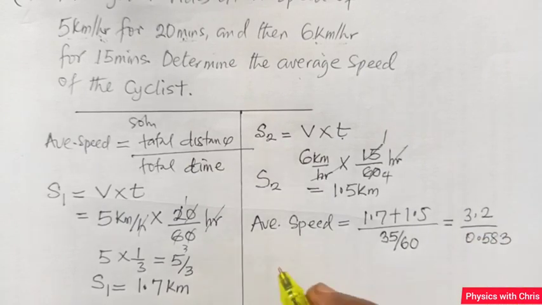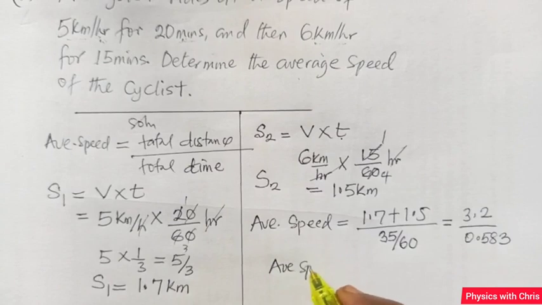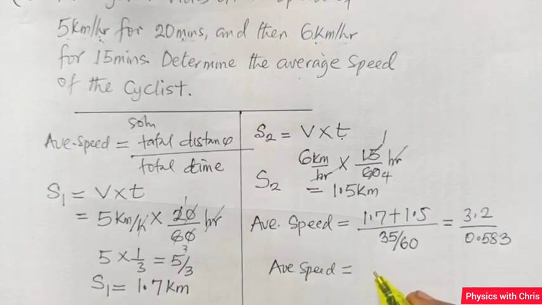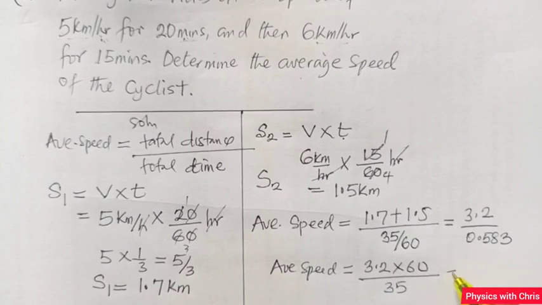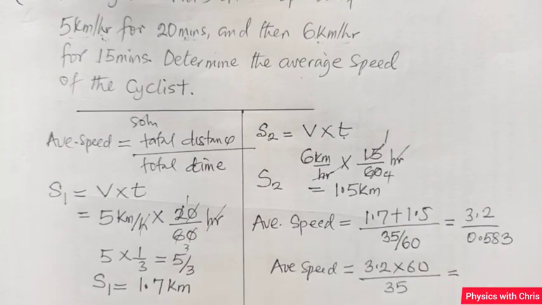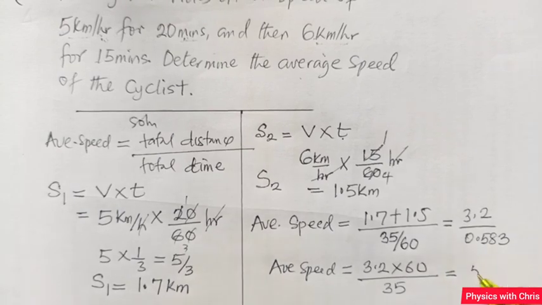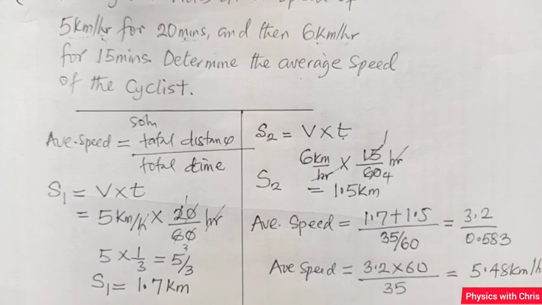So my average speed will give me 3.2. Well, I can work it this way: 3.2 times 60, that's the rule of division, over 35, so that I don't have to be doing too many approximations. So I'll multiply 3.2 by 60 and then divide the answer by 35. That gives me an average speed of 5.48 kilometers per hour. Since I already converted the time to hours, it must give me kilometers per hour.